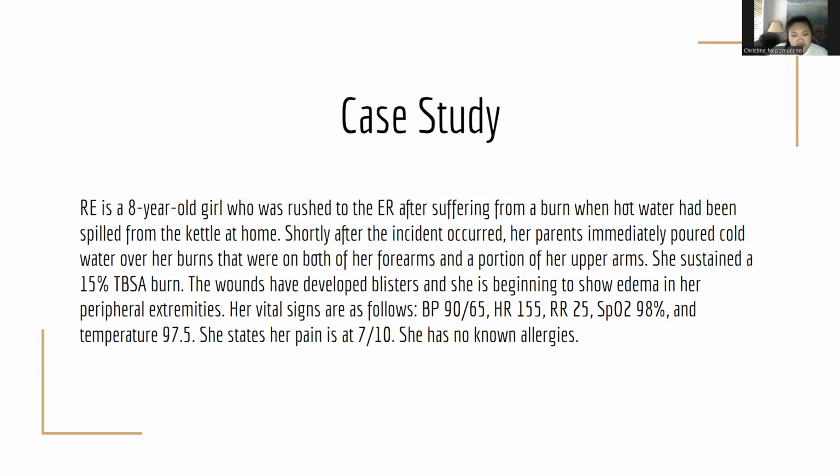The wounds have developed blisters and she's beginning to show edema in her peripheral extremities. Her vital signs are as follows: blood pressure of 90/65, heart rate of 155, respiration rate of 25, SpO2 of 98%, and temperature of 97.5 degrees Fahrenheit. She states her pain is at 7 out of 10, and she has no known allergies.